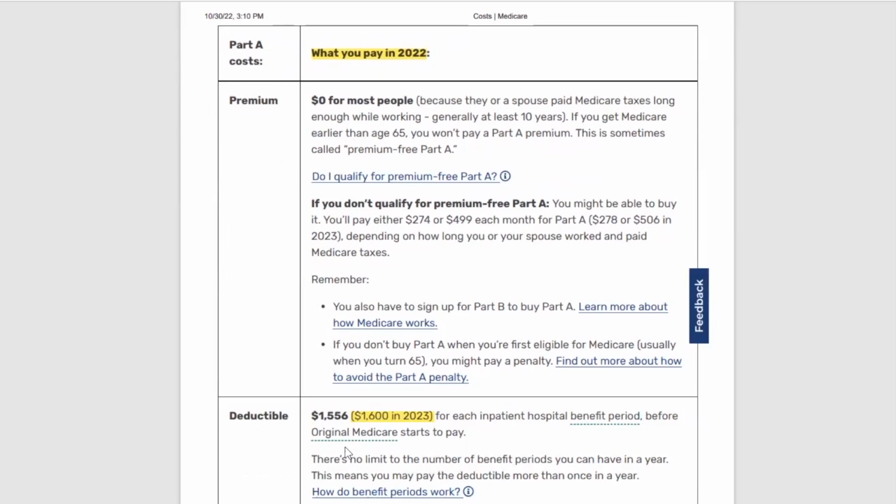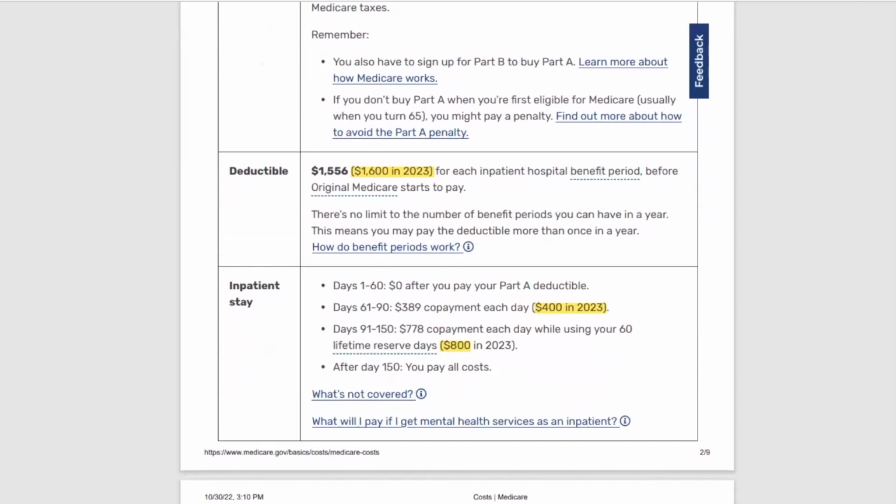Now with this, there is a deductible. In 2023, it is $1,600 for each inpatient hospital benefit period before original Medicare starts to pay. So they get admitted to the hospital, they have a deductible of $1,600, okay? And that's each time they get admitted to the hospital. There is no cap to that, okay? Let's talk about inpatient hospital stays. So for days 1 to 60, they pay $0 after they meet that Part A deductible of $1,600 in 2023.